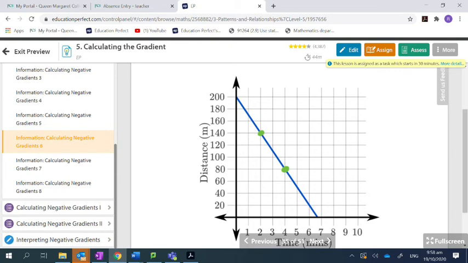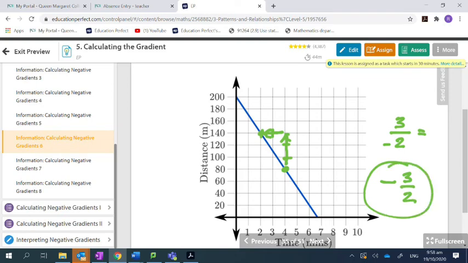So to get from there to there, I need to go up. How many? Rise: 1, 2, 3. And then to the left, how many units? 2 units, and left 2 makes it a negative 2. So it's going to be 3 over negative 2. Is that my finished answer? No, because I need to simplify it. A positive divided by a negative makes the whole fraction negative: negative 3 over 2.